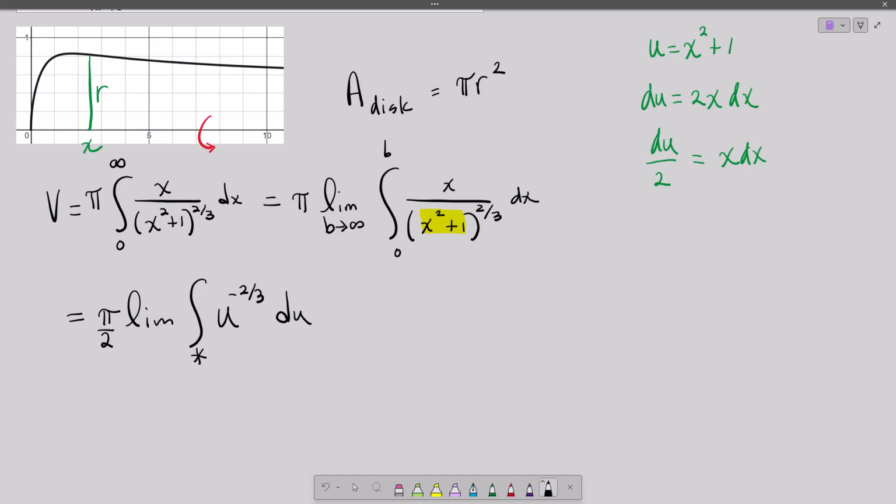We don't want to deal with these limits shifting. It's a real pain when you shift the limits and then have to take the limit. It's a lot easier to go back, so you just have a b in the end that you can take the limit as b goes to infinity. So then we can do our regular power rule business. We get u to the 1/3, divide by 1/3 is multiplied by 3. These are placeholder limits. This will be 3 pi halves, 3 pi over 2. Limit, back substitute, we said u is x squared plus 1.